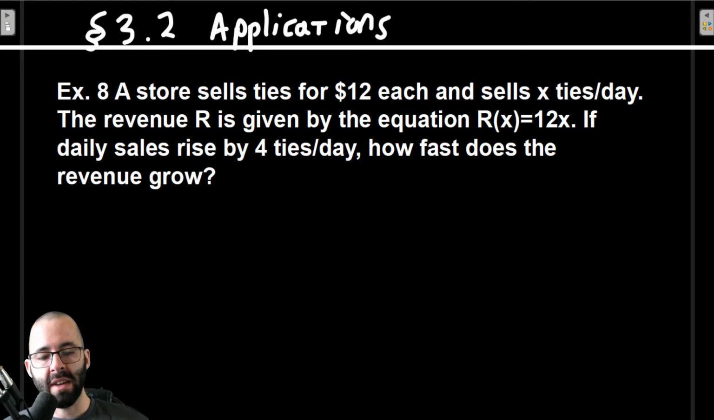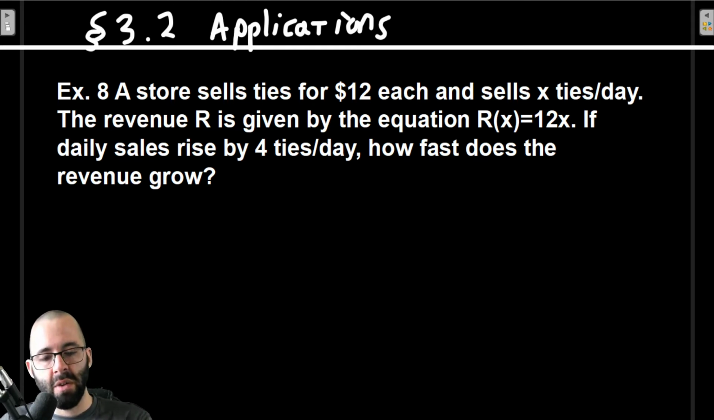The revenue is given by this revenue equation. And if the daily sales are rising by 4 ties every day, how fast does the revenue grow over time? This makes sense that this is the revenue, right? Revenue is just the price times how many you're selling. So they're selling for $12 each, and we're selling X ties. So that revenue equation should make sense. All right. So here we go.